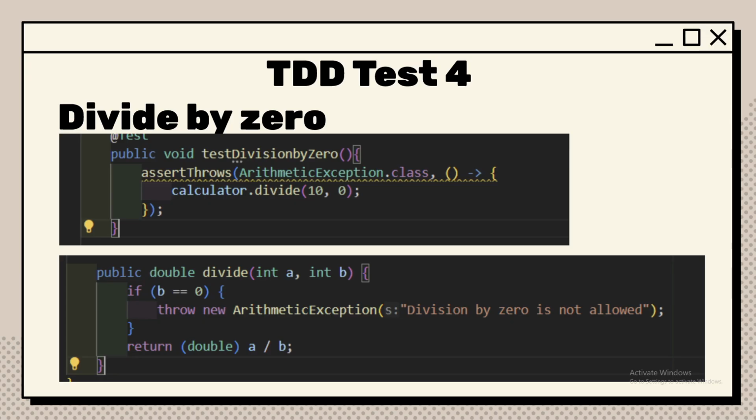However, if we run it without modifying the divide, where we just return double A over B, it will fail. In that case, we need to add an if statement. If B, the divisor, is equal to 0, it's going to throw a new arithmetic exception with the message "division by 0 is not allowed."